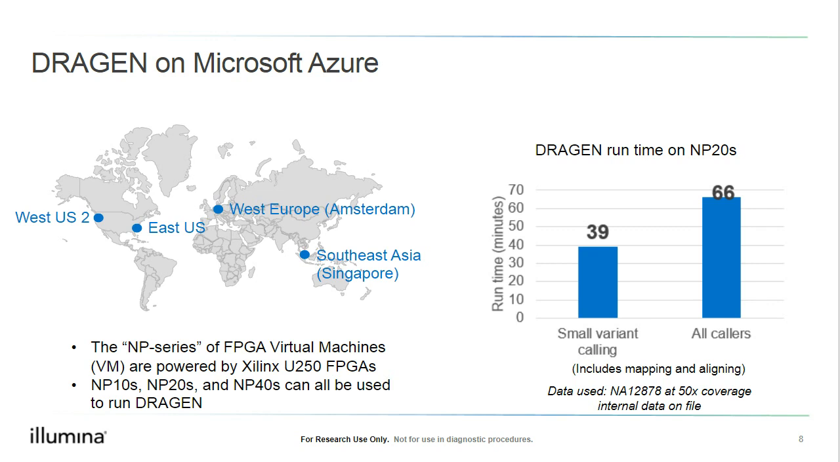Here is some benchmarking that we did on an NP20 instance. You can see that the small variant calling analysis, which includes the mapping and the aligning, for a 50x whole human genome takes about 40 minutes, or 39 minutes here. And if you run all the callers on that sample, and when we say all the callers, it includes structural variants, CNV, CYP2D6, and ExpansionHunter, you can get all the analysis done on a single node on an NP20 instance in about 66 minutes. So fairly fast, and you can get very good turnaround times with Azure.